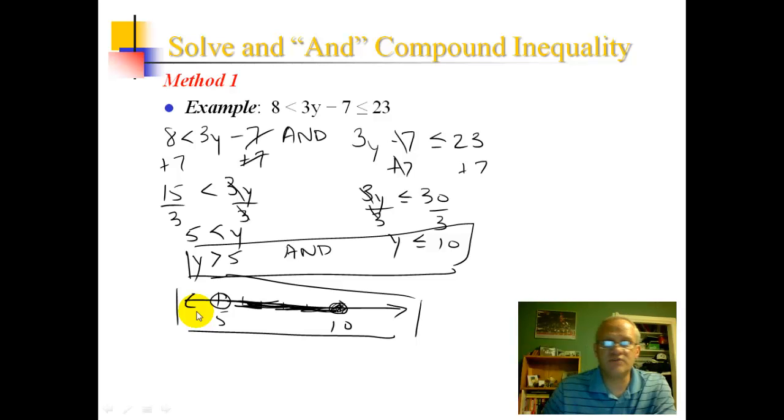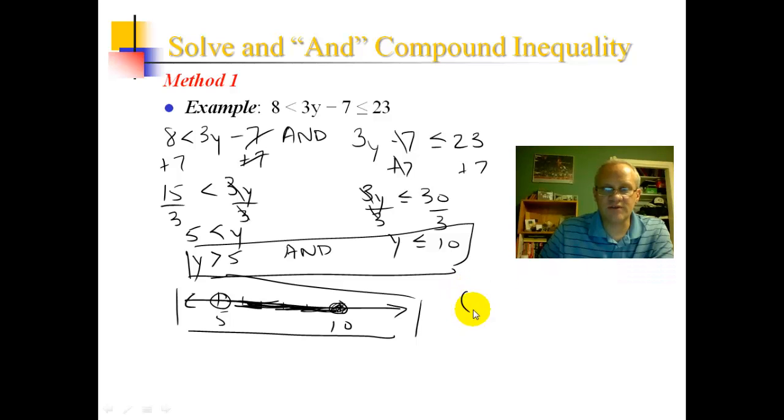How would I do the interval notation for this? Okay, let's look at the two parts. On the left side, we've got the open circle. Okay, there is no equal sign there. It's just greater than. So we're going to write it as a parentheses. And then where's that end part? The end is 5. And then where's the end on the right? It's 10. And since that's filled in, remember when it gets filled in, we use the bracket. So this is how we would write our answer in interval notation. Okay? All right, that's method 1.